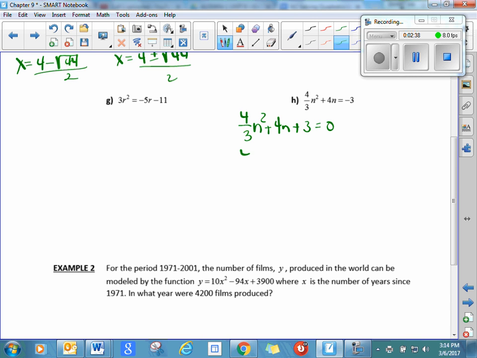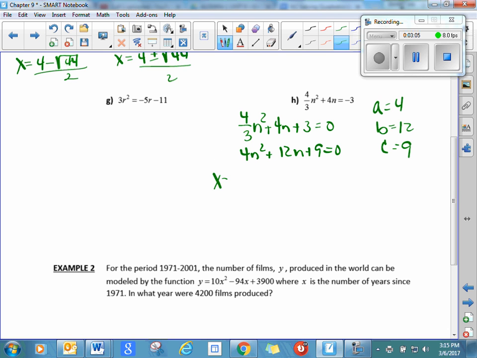So I'm going to get 4n squared plus 12n plus 9 equals 0, and 0 times 3 is 0. So now I have a nice, neat set of integers. A is 4, b is 12, and c is 9. You may want to, maybe not so much on this example, but you're going to need your calculator for this example too down here. So let's keep working this one.